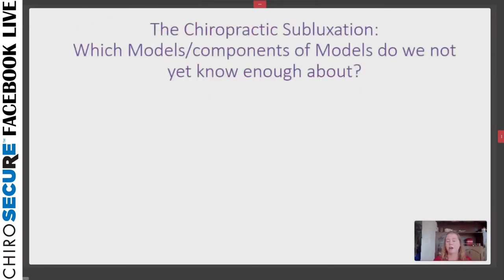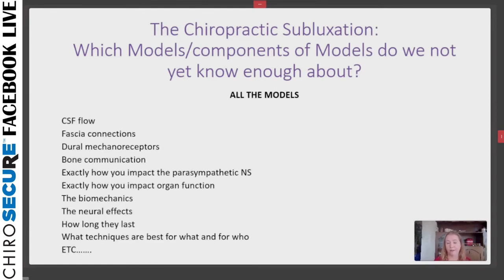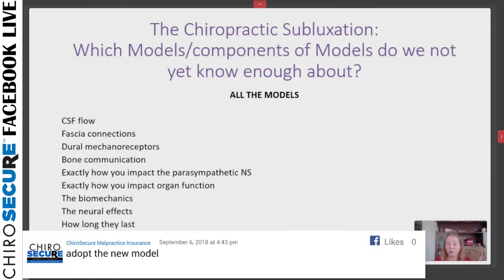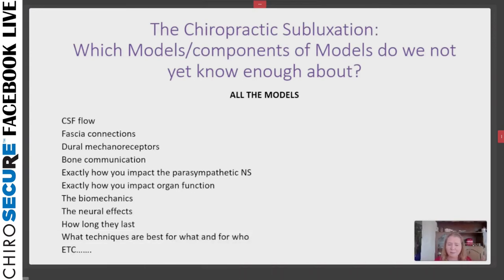So what do we not yet know enough about? Everything. All the models. We don't know enough about any of them really yet, not even the neuroplasticity model. We need to do heaps more research. We've really only scratched the surface. And there's still so many other aspects to the subluxation that just haven't really been studied enough. Like there may still be CSF flow changes, the cerebral spinal fluid flow changes. It might feed the brain differently. That might be involved.